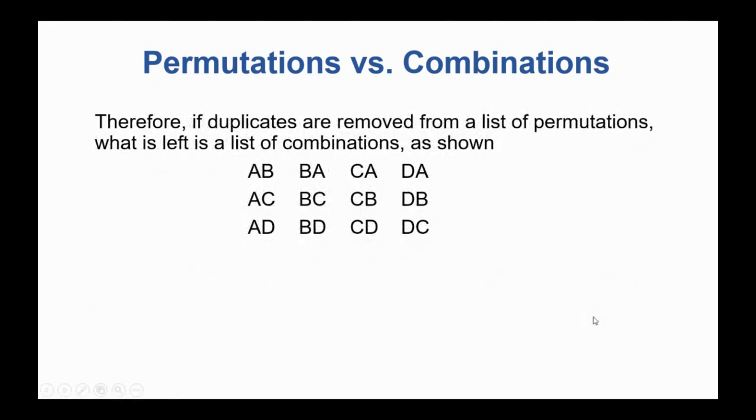So if duplicates are removed from the list, well, we have AB, which means we can throw out BA. We have CA, which means AC can be thrown out. Since we have BC, we can throw out CB.